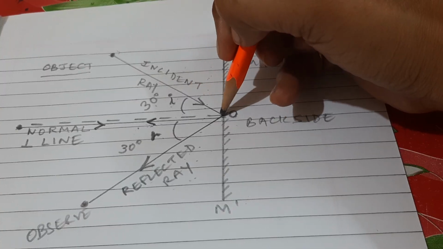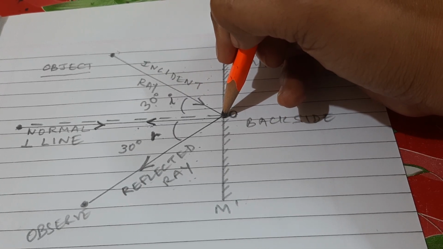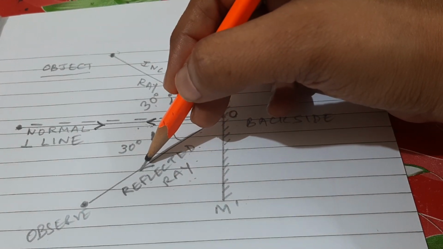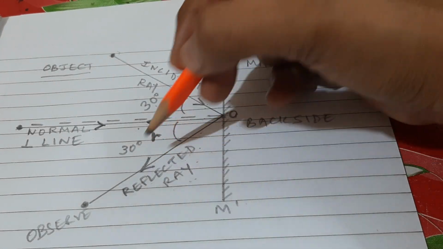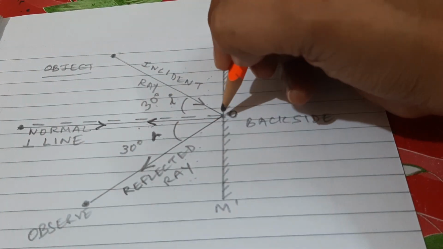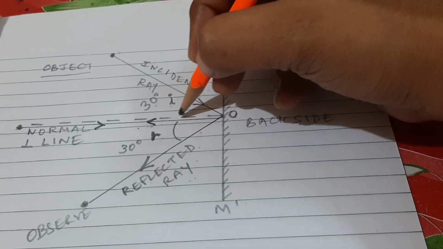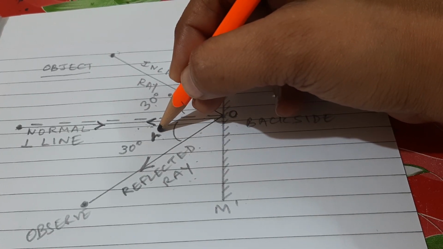Now the incident ray, after falling on the point of incidence on the reflecting surface of the mirror, is reflected back in opposite direction. So here the reflected ray is this one. This reflected ray is making an angle with normal. This angle is written as small r. This is angle of reflection.